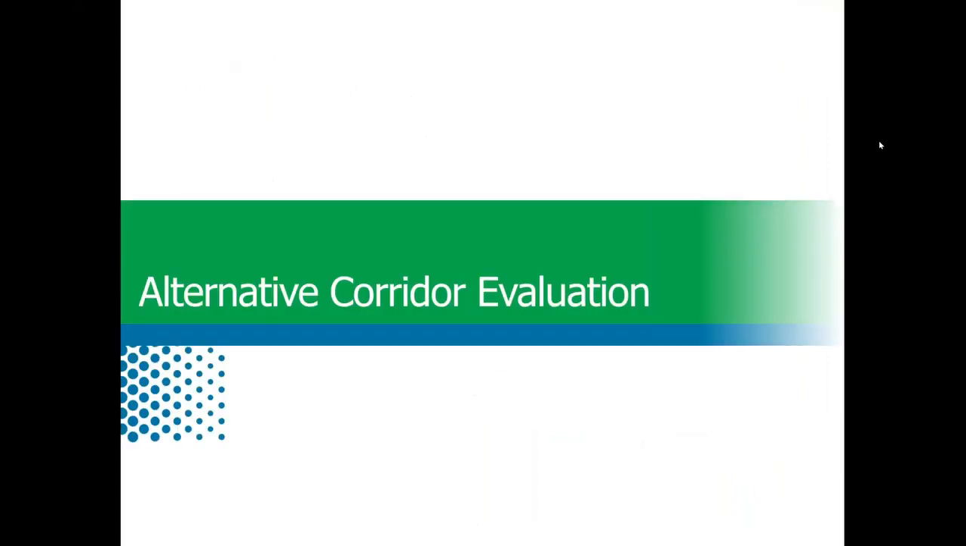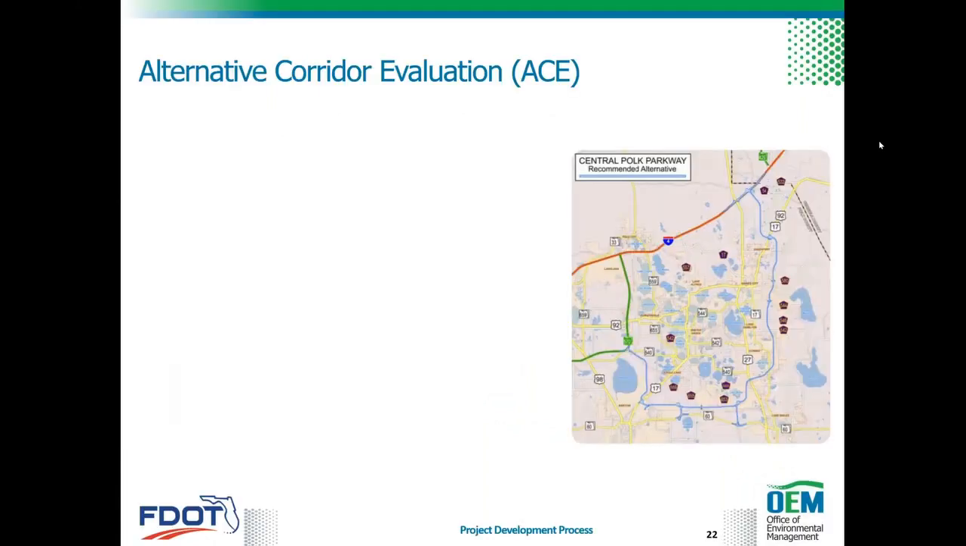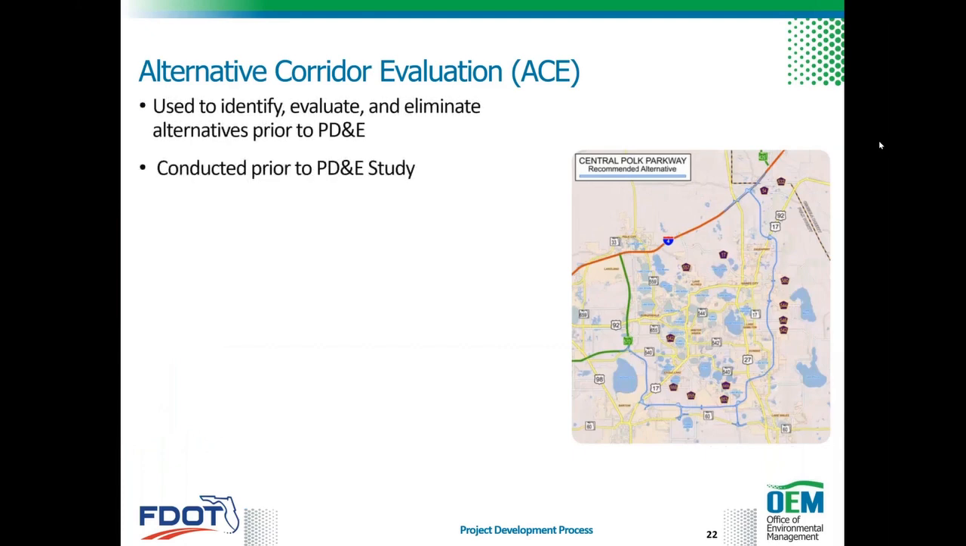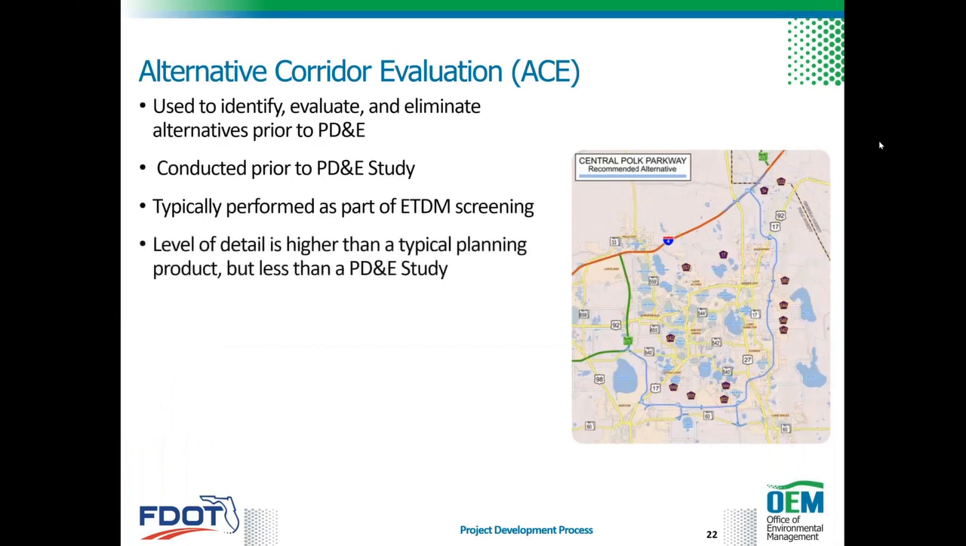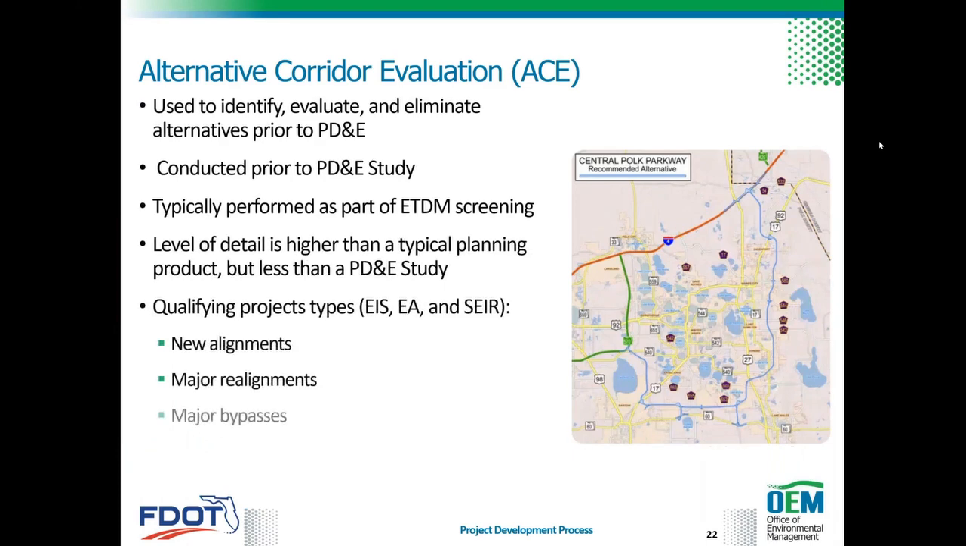So I'm going to switch to the Alternative Corridor Evaluation, or ACE, which is a process used to identify, evaluate, and eliminate alternatives on qualifying projects before the PD&E phase. The decisions made during ACE can be used in qualifying projects such as the EIS, EA, and SEERS for new alignments, major realignments, major bypasses, and other projects based on consultation with the lead agency.